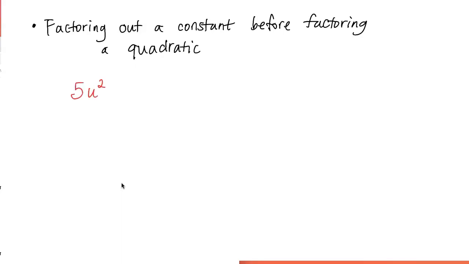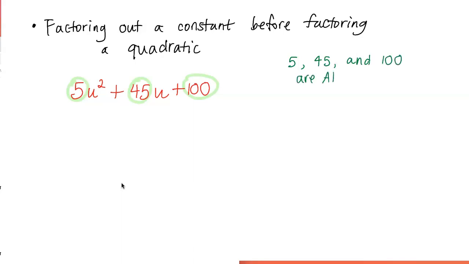5u squared plus 45u plus 100. If you noticed, all the coefficients, 5, 45, and 100, are all divisible by 5, aren't they? So I'm going to factor out 5. So I'll divide all of these by 5 and put that 5 outside the parenthesis.